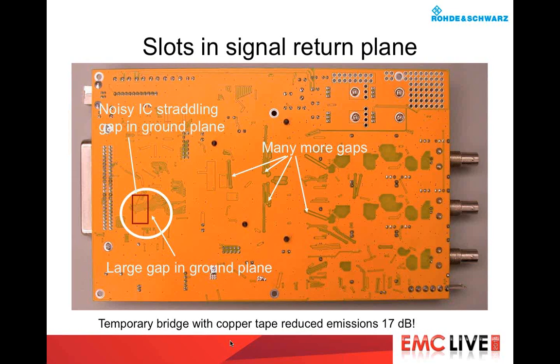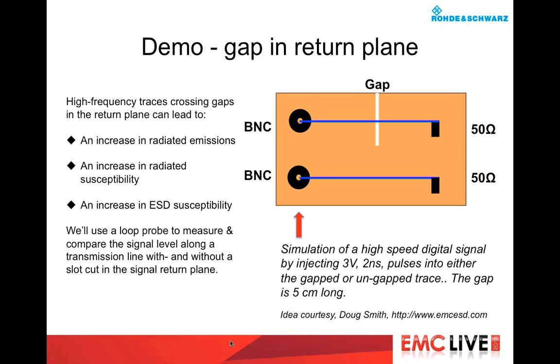Now this is a demo that I give during my seminars. I'm going to attempt to do it here through the webinar. In this example, we have two BNC connectors with two circuit traces. Each circuit trace is terminated in approximately 50 ohms, and one trace is over a gap and the other trace is over a solid plane. This is an example that I got from Doug Smith some time ago, but it's a perfect example of why you don't want to run a trace over a gap.